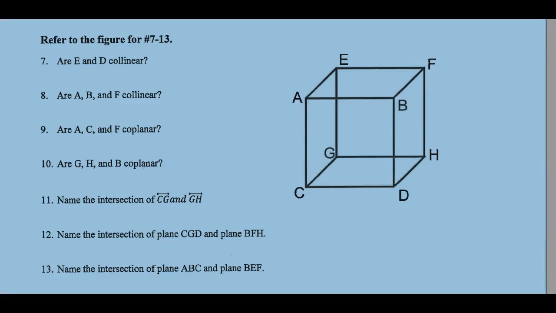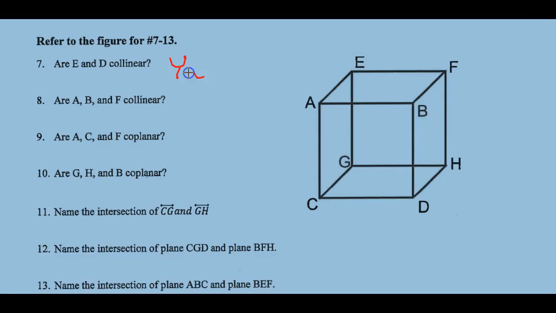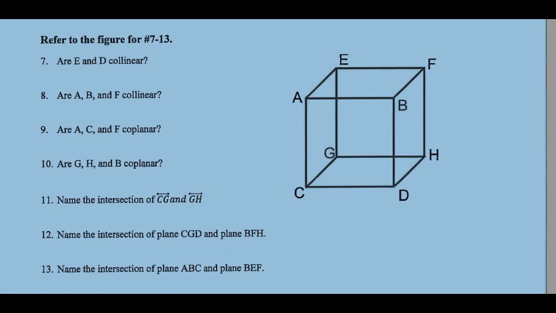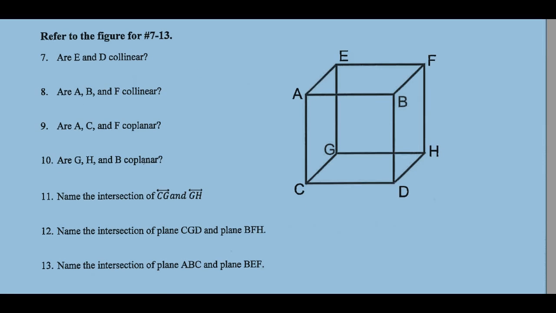Okay, so now we're going to talk about collinear and coplanar. The first question here, are E and D collinear? Well, without even looking at the picture, I ought to be able to tell that they are indeed going to be collinear because it's just 2 points. So I can say, even without looking at it, that there must be a line that I can use to connect those 2 points. So I would say yes to that.